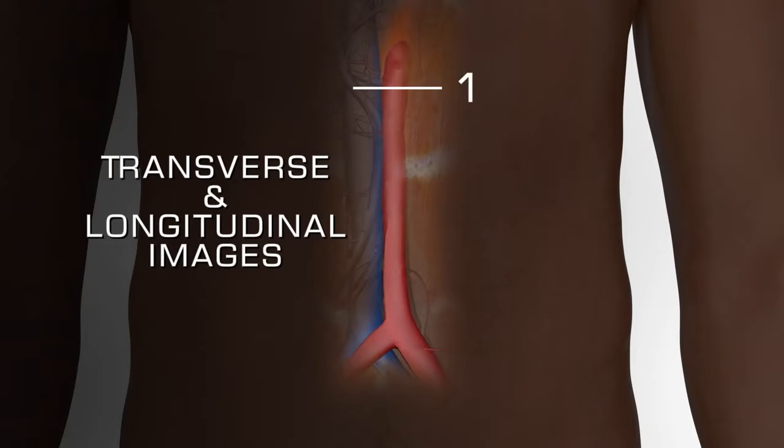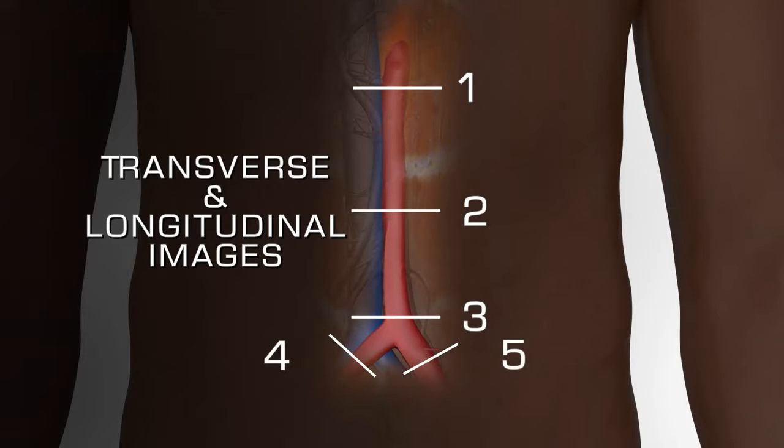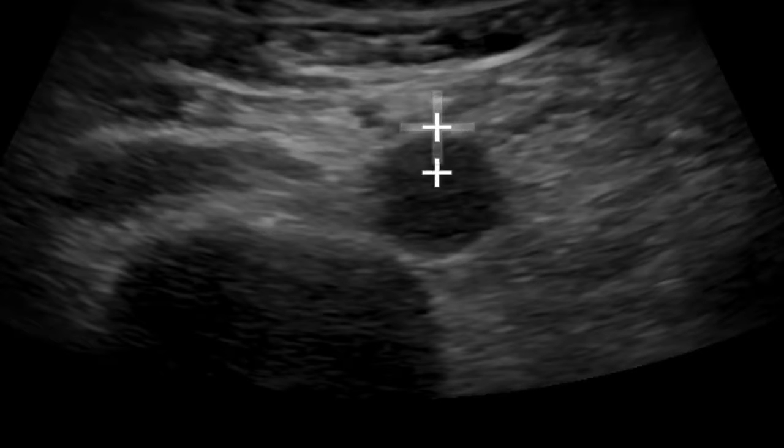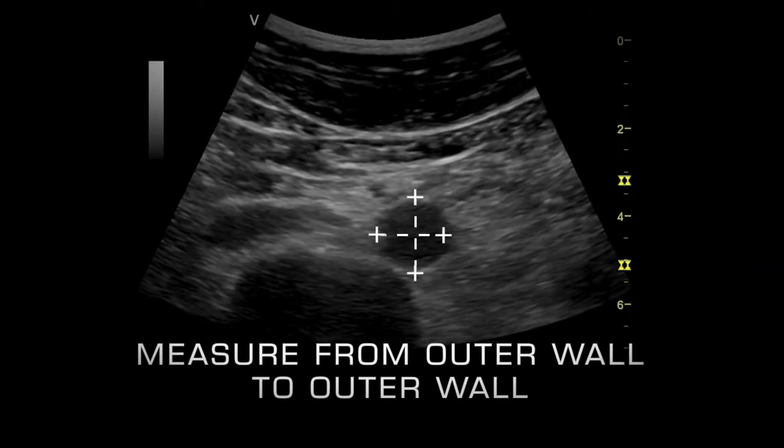Transverse and longitudinal views of the vessel at the proximal level near the diaphragm, at the mid-level, and at the distal end. Transverse and longitudinal views of the left and right common iliac arteries at 1.5 centimeters distal to the bifurcation of the abdominal aorta. In each image, label the abdominal aorta or iliac artery and measure its diameter.